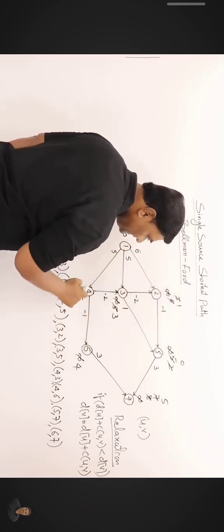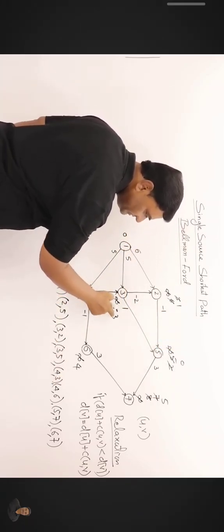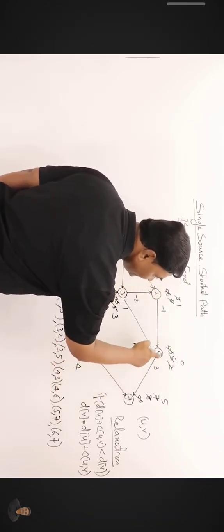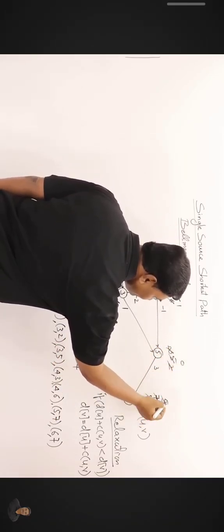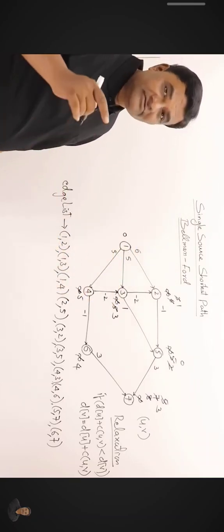Then 3 to 5. So this is 3 plus 1, 4. Already it is 0. That is better. 4 to 3. 4 to 3 is how much? 5 minus 2. That is 3. No change. 4 to 6. 4. No change. 5 to 7. 5 is how much? 0. 0 plus 3. This becomes 3. Then 6 to 7. 4 plus 3, 7. That 3 is better. Right? So I'm updating there only. So 3 times I have completed. 3 more times I have to do.